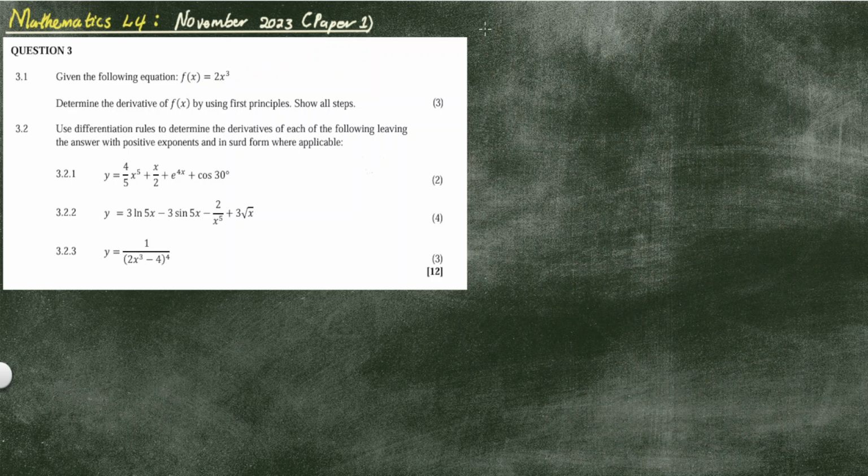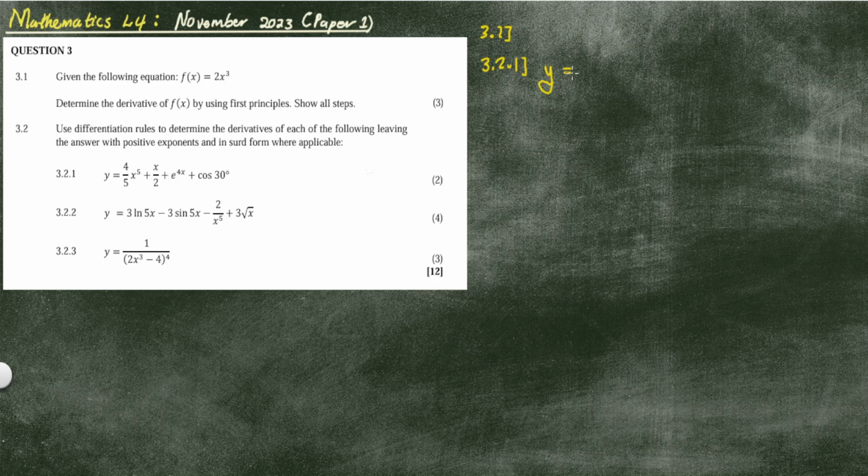Alright, so 3.2, we have to use the differentiation rules to determine the derivatives of the following, leaving the answer with positive exponents and in simplified form where applicable. Alright, so let's start with 3.2.1.